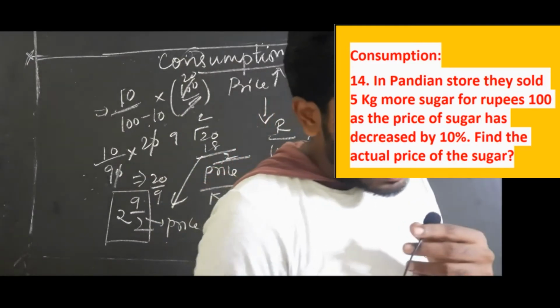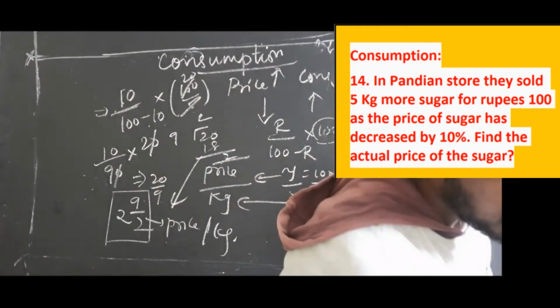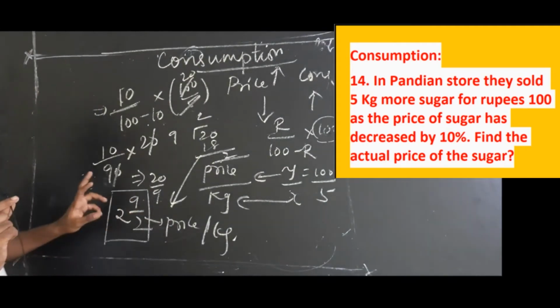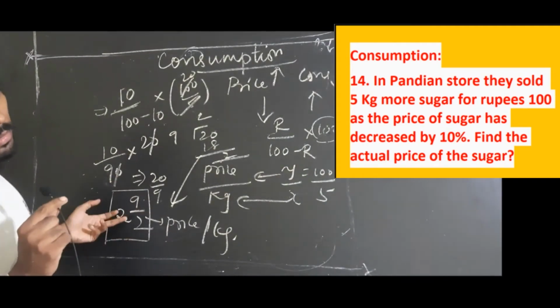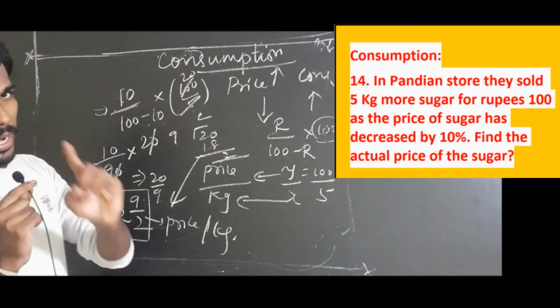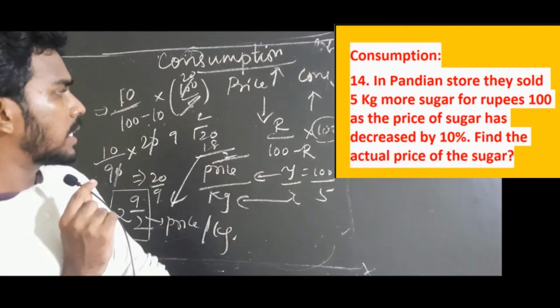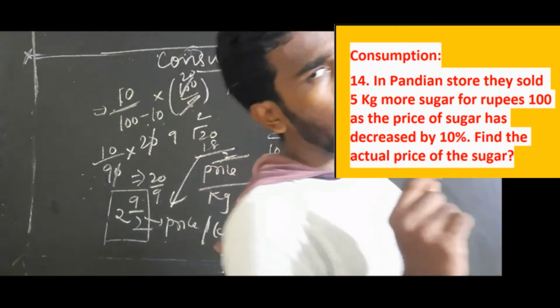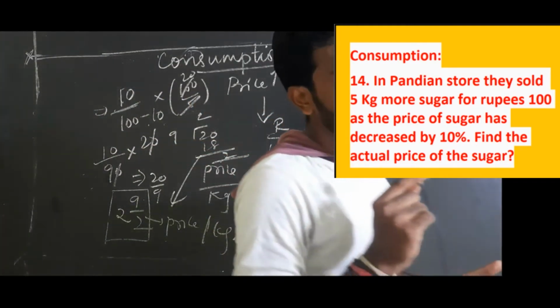Okay. So they are asking to find the actual price of the sugar. The actual price of the sugar per kg will be 2 rupees 9 by 2. This will be the final answer. The only thing you have to remember is if they ask for a percentage, we'll be making it as 100. If not a percentage, if it is going to be a price, it will be like y by x, where y is the price and x is the kilograms.